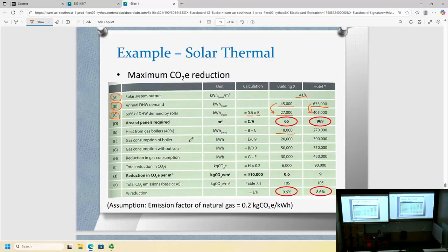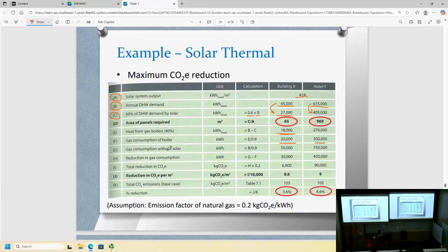And the gas consumption of the boiler. Okay, so this is the heating demand from the boiler, but the boiler is not 100% efficient. It is only 90% efficient. So the demand divided by the efficiency, then we have the consumption. So the gas consumption would be this 18,000 divided by 90% efficiency. So we have the consumption. Okay, and same for the hotel Y.